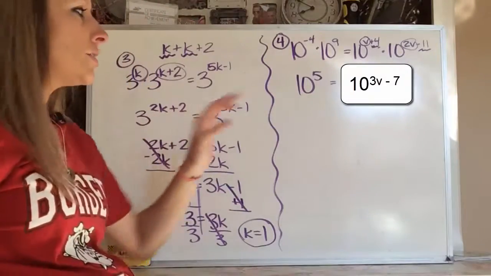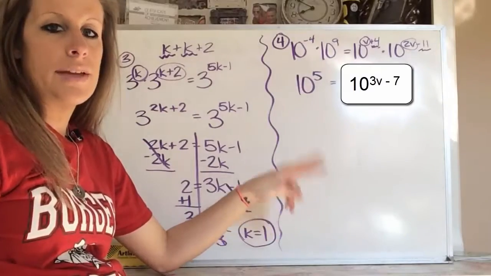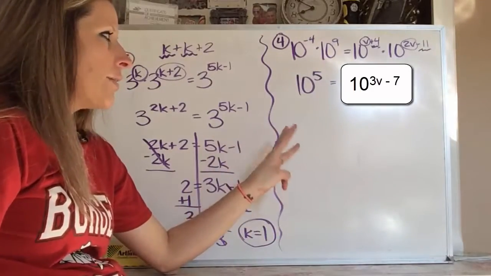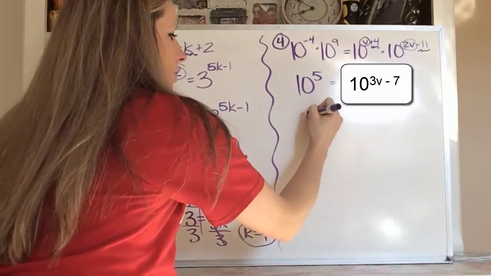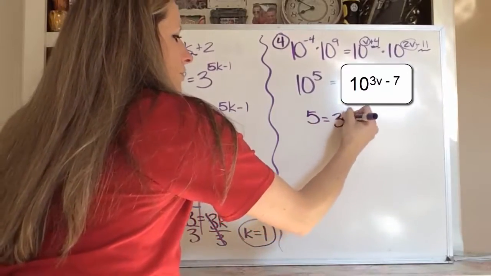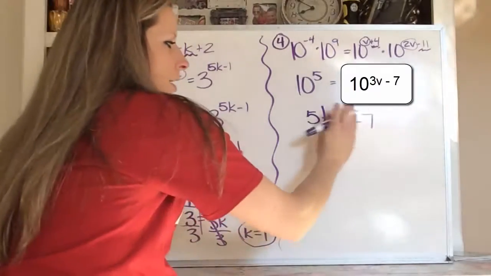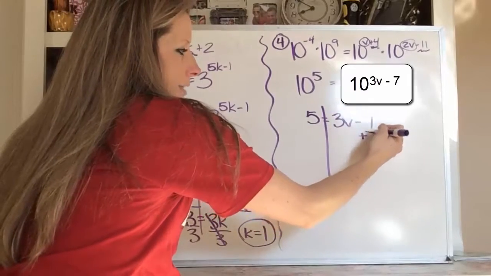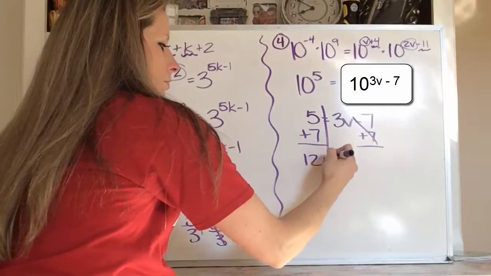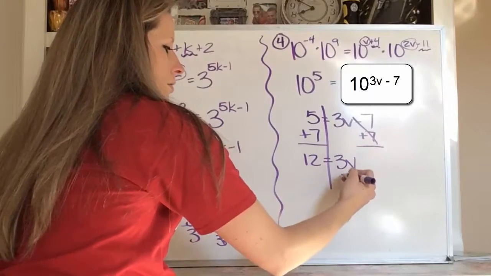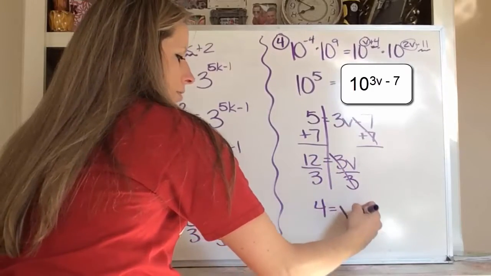Okay, so now it's condensed, it's simplified. Second step, they both have the same base, that's good. Third step, we set them equal to each other. So 5 equals 3v minus 7, and I'm going to solve for v. So save our v for last. I'm going to add 7 to both sides. So 12 equals 3v. Divide both sides by 3, and my answer is 4.